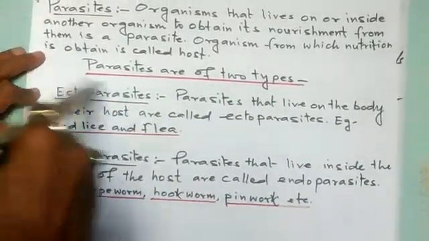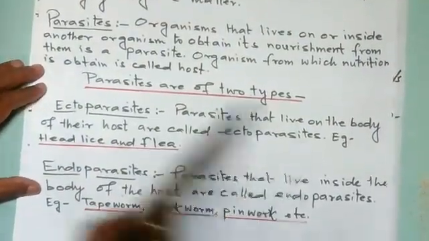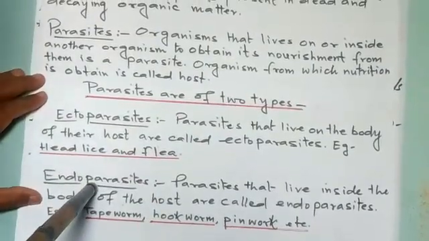So students, I have completed this chapter and this was the end of this chapter. Parasites are of two types: ectoparasite and endoparasite.